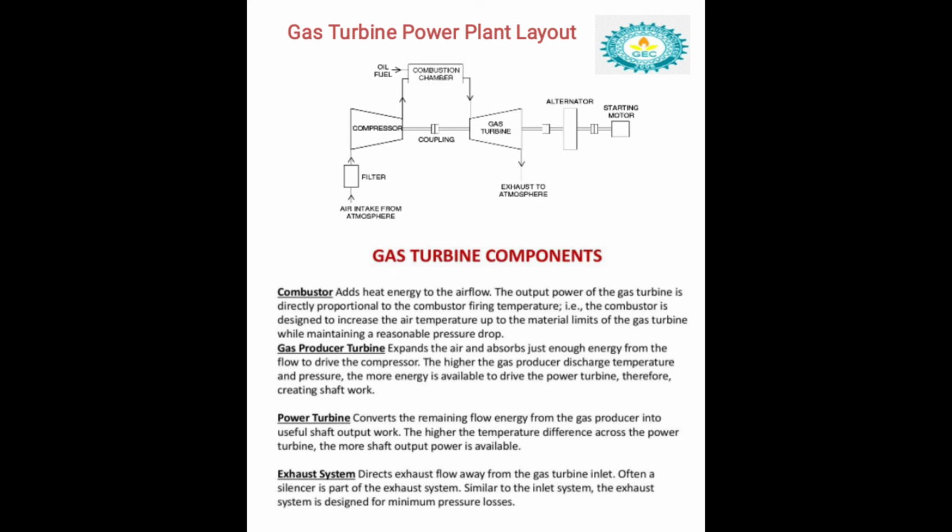The exhaust we can send to the atmosphere, and at the same time we can use it as input of the compressor air. In an open cycle gas turbine, the exhaust is released into the atmosphere. In a closed cycle gas turbine, from the exhaust hot gases we remove the heat with the help of a heat exchanger. That heat we supply to the compressor. This is the working of the gas turbine power plant.